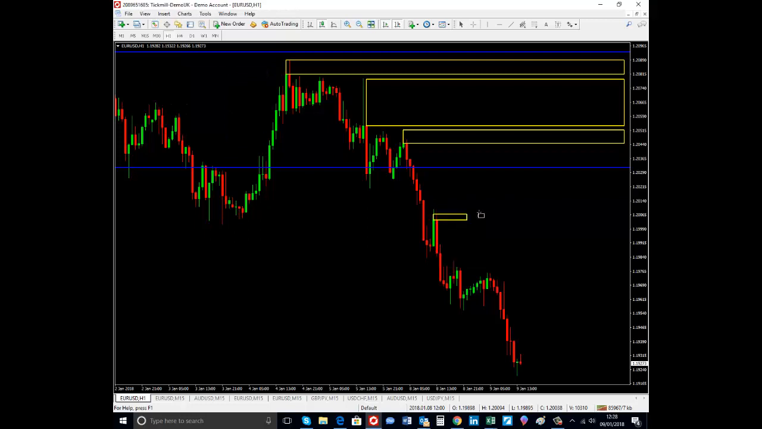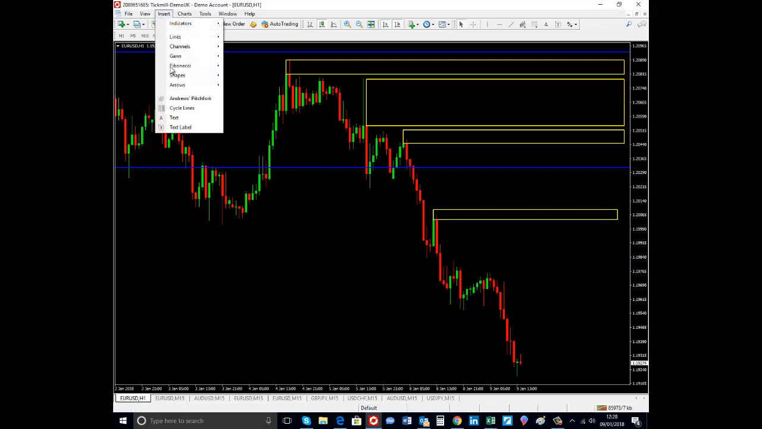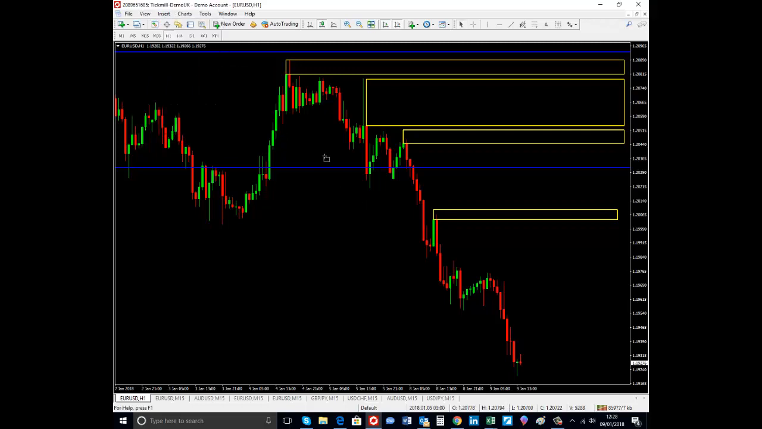And I can see I've got another wick here. So I'm just going to draw that one in there. I'm going to put another one in as well. Now I'm going to take this wick here.